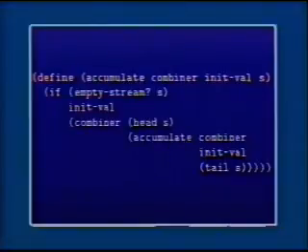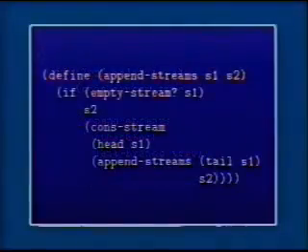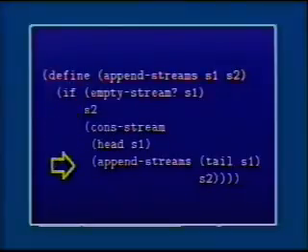I'd accumulate with plus. How would I enumerate the leaves of a tree? Well, if the tree is just a leaf itself, I make something which only has that node in it. Otherwise, I append together the results of enumerating the left branch and the right branch. And then append here is like the ordinary append on lists. You can look at that. That's analogous to the ordinary procedure for appending two lists.